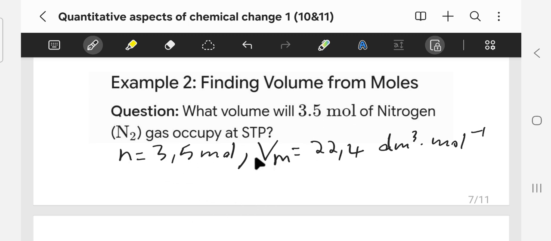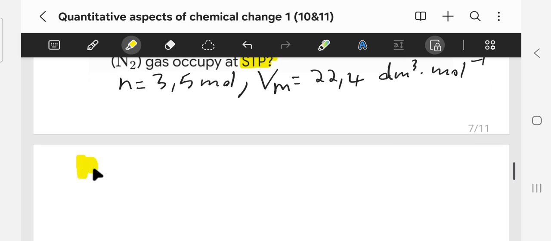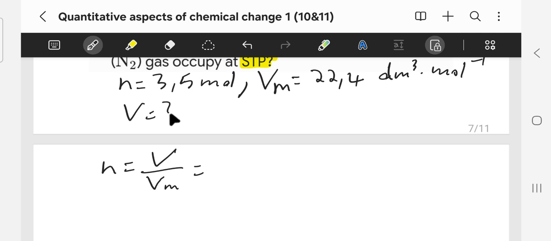So this is the situation we have. We have our number of moles, and we also have our molar volume. Why do we have this one? Remember, this one is a constant when we are working under standard temperature and pressure. Like I've said already, when you see STP, you must already think of this, and you must also think of this formula. N is equal to V over Vm. Then you can substitute into this formula. What are we looking for this time around? We are obviously looking for V.